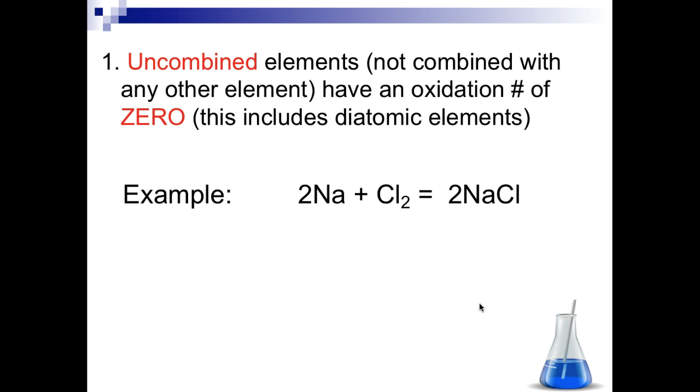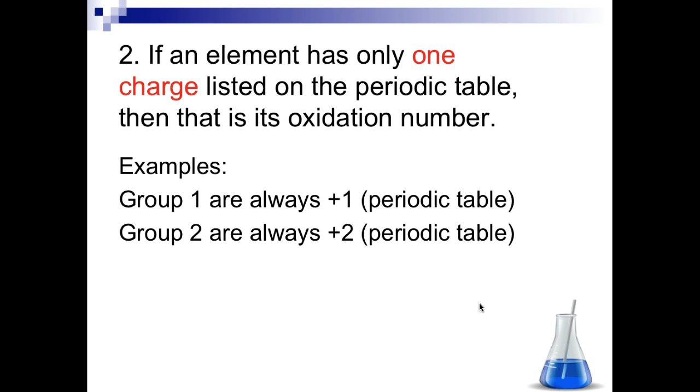So let's look at an example. So Na plus Cl2 gives 2 NaCl. So Na on the left is going to have an oxidation state of 0. Cl2, because it's a diatomic element, will also have an oxidation state of 0. When it forms a compound, though, the oxidation state changes.